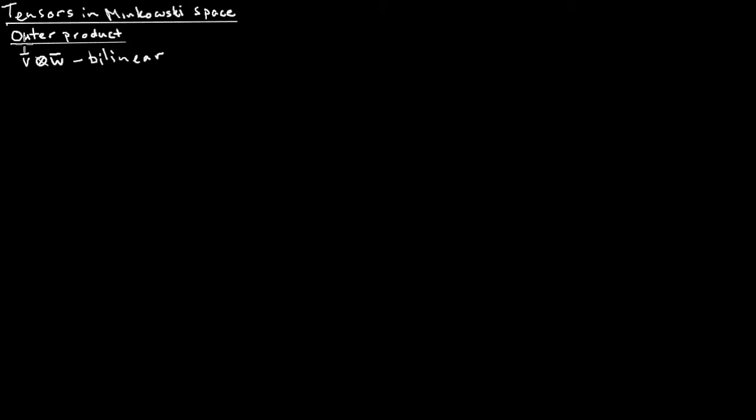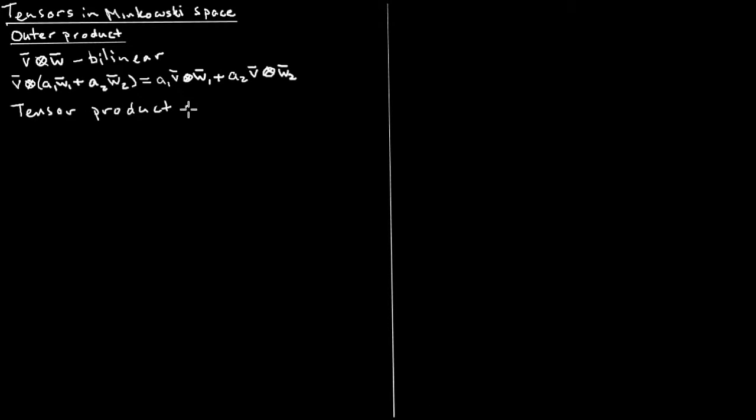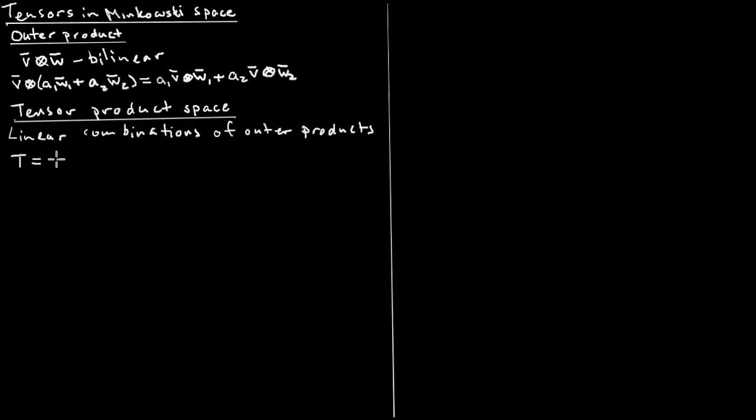This means that it is linear in both arguments. For example, if we take the outer product between v and a1w1 plus a2w2, this is equal to a1 times the outer product of v and w1 plus a2 times the outer product of v and w2. A similar linear relationship must hold for the first vector. The tensor product space can now be formed as the set of linear combinations of these outer products.